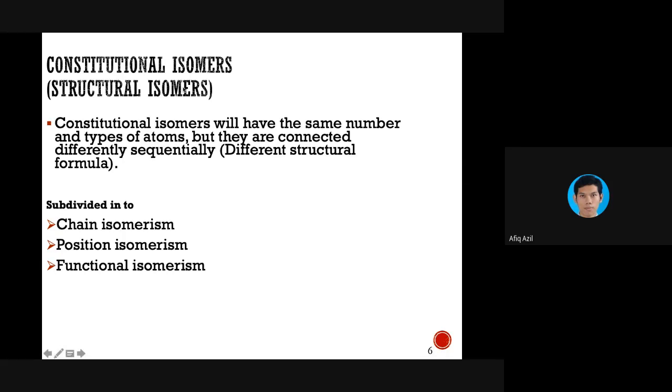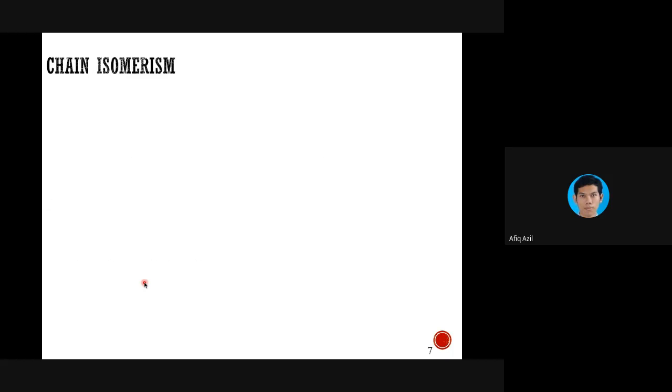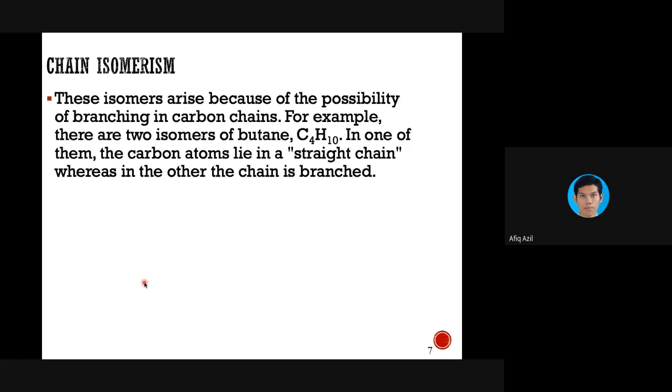Okay, so the constitutional isomers are divided into three, as you saw in the flow diagram earlier. The first is what is called chain isomerism, or in the diagram just now, it is written as skeletal. Then we have positional isomerism, and the third one is functional isomerism. So for chain isomerism, the chemical formula is still the same.